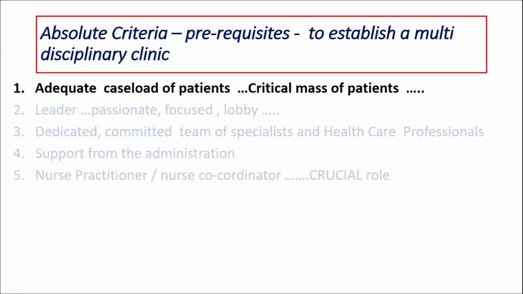We go now to the meat of this presentation. Before setting up a multidisciplinary clinic, there are certain criteria that you have to have. Five of these criteria are what I call absolute criteria or prerequisites. If you don't have them, there is no way you will be successful in establishing the clinic. The first thing is obvious, but you must have an adequate caseload of patients. Without this, there is really no point in starting a multidisciplinary clinic.